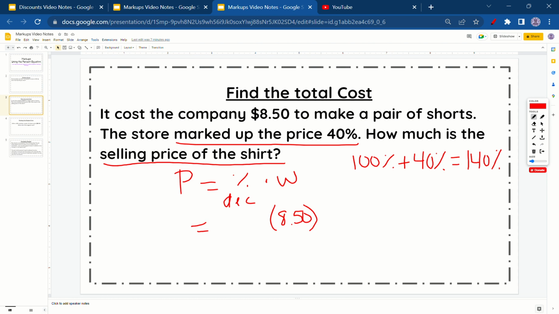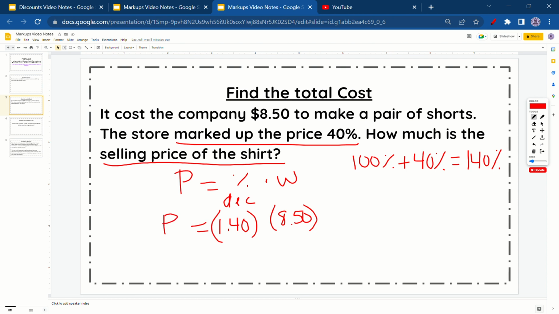If it cost the shirt $8.50 to make, now they're going to charge us an extra 40%. So we're not paying for 40% of the original cost of the shirt. We are paying for 140% of it now. So 1.40 would go here, and then that's the part that we are looking for.